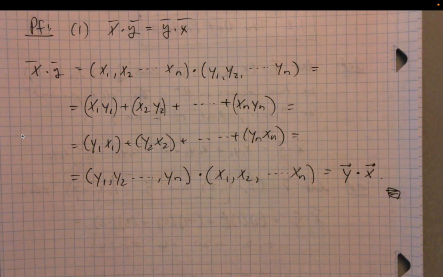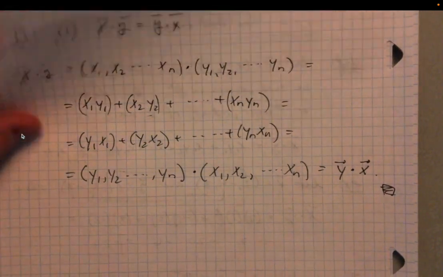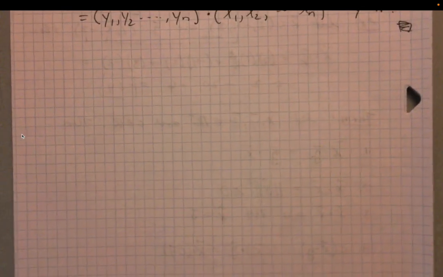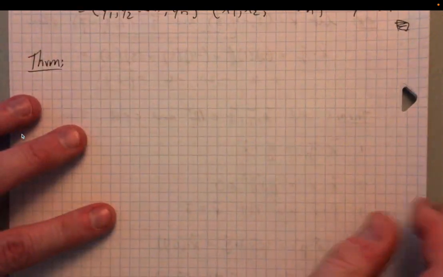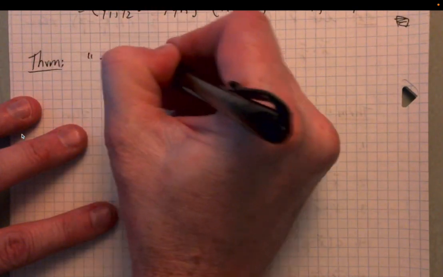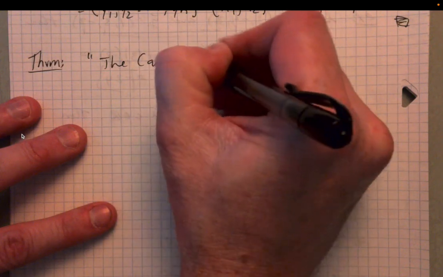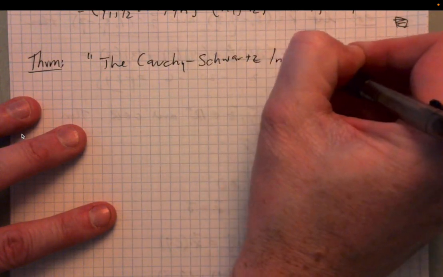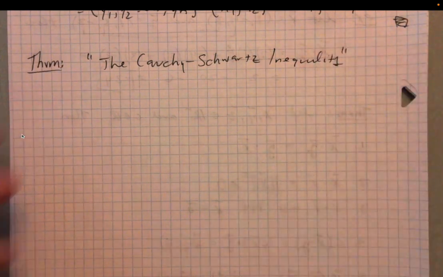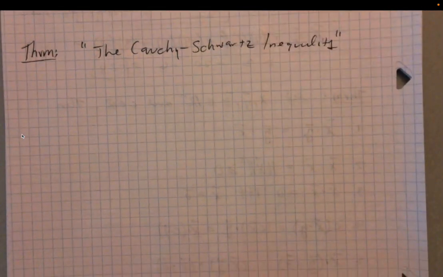Okay. All right, so let's take a look at another theorem that relates to the dot product. And this theorem is called the Cauchy-Schwarz inequality. Okay, kind of a famous one, used a lot.